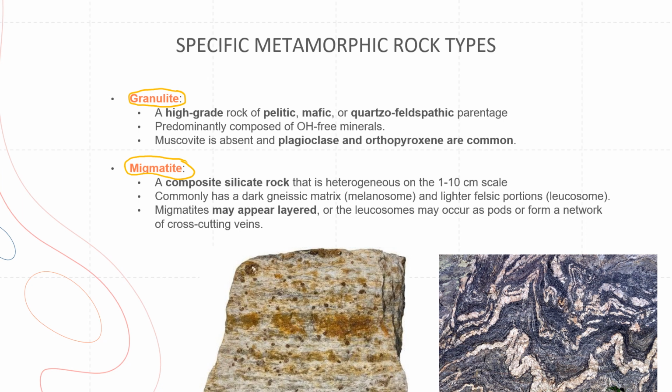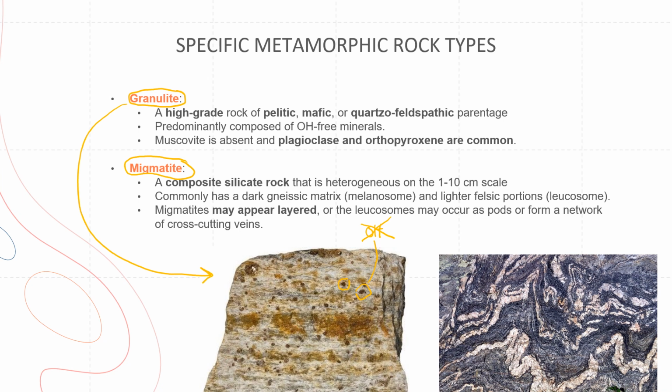So for example, we have these garnets here, which are minerals that are OH-free. And muscovite is absent, and plagioclase and orthopyroxene are more common. So those are examples of granulite.